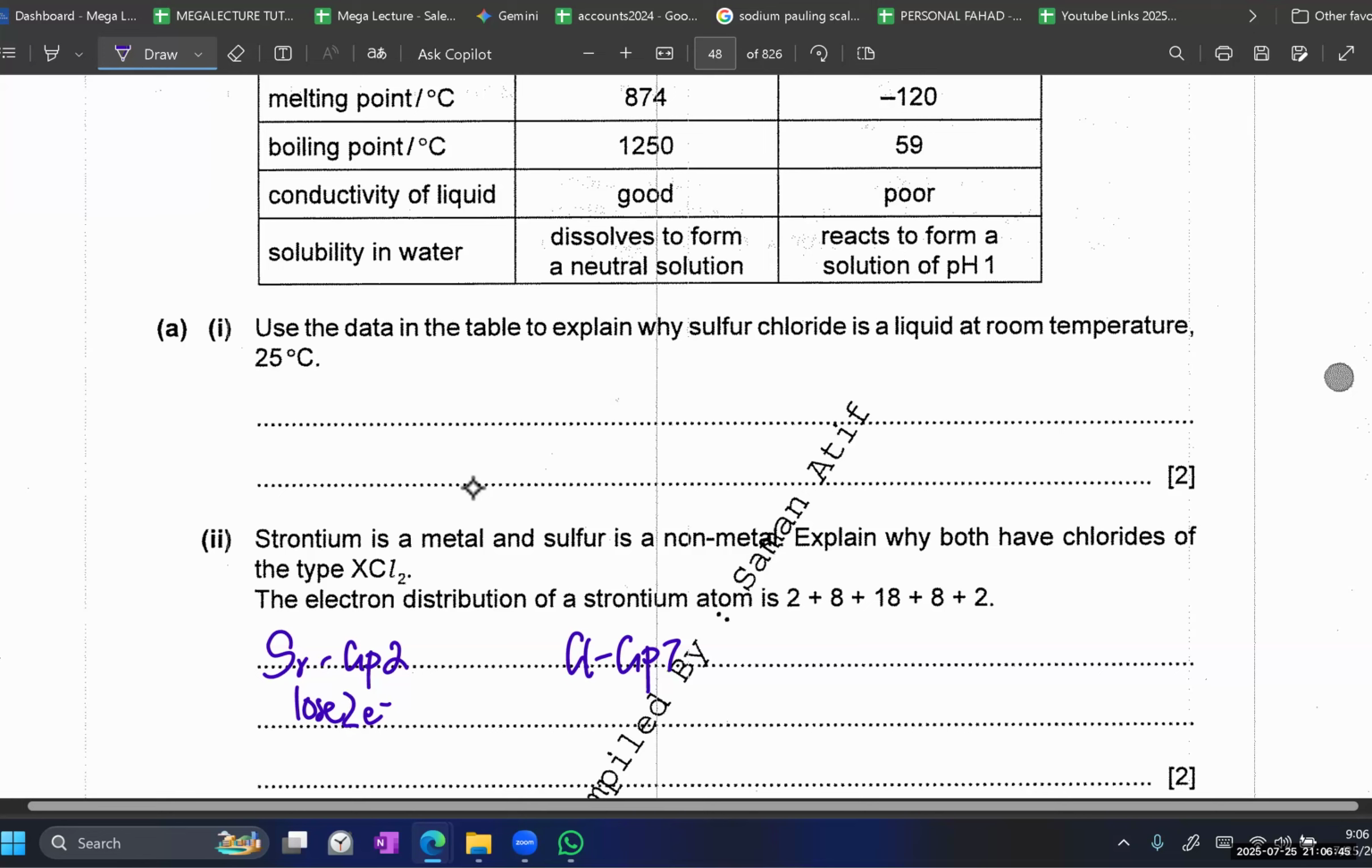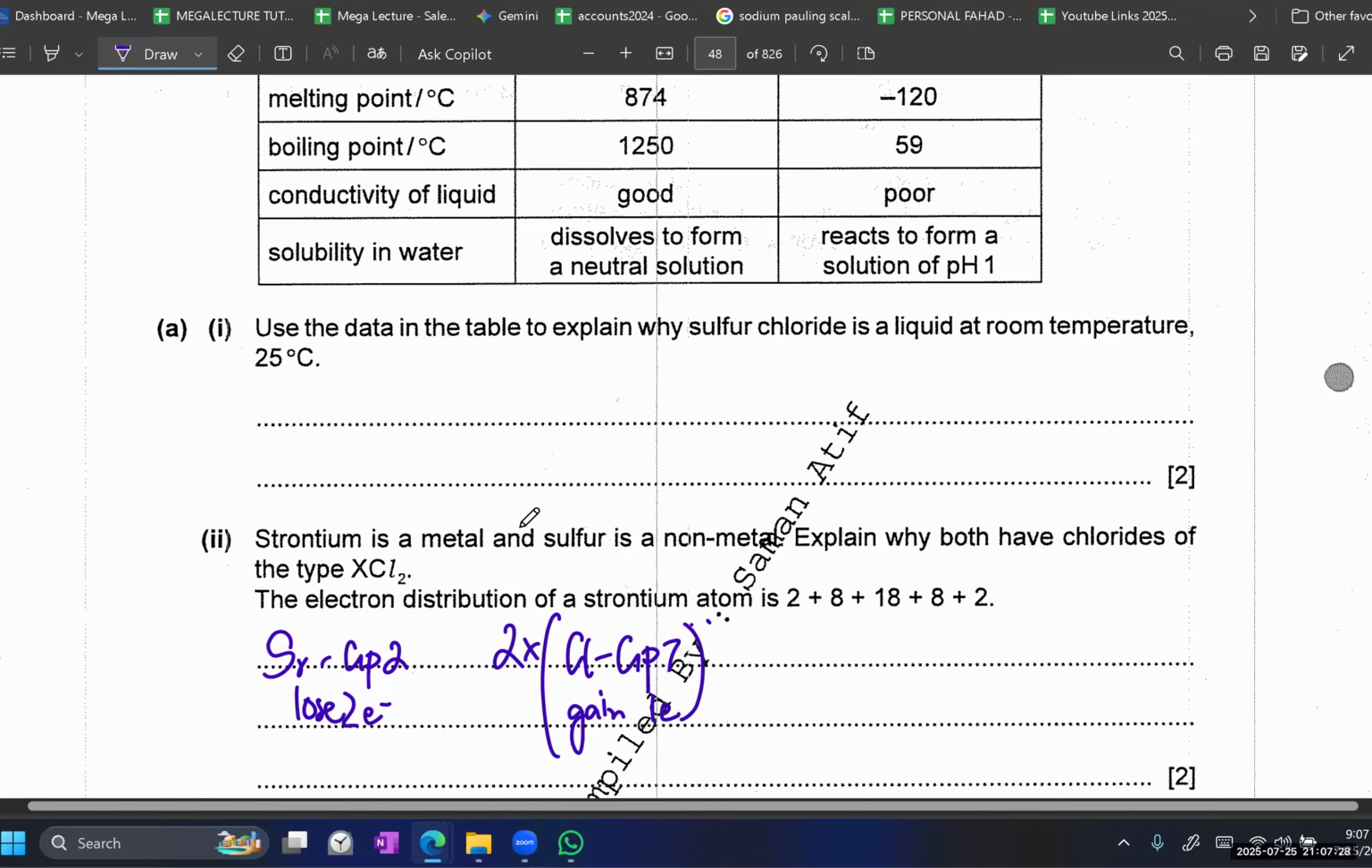Group 2 has 2 valence electrons. Cl is the one that's going to gain an electron, but it's only going to gain 1 electron, which is why you need 2 Cls. Because 1 Cl would only gain 1 electron. So that's why you would need 2 Cls. That explains why both of the chlorides have the type XCl2. So strontium has 1 Sr and 2 Cls because Cl is only gaining 1 electron. Is this clear?